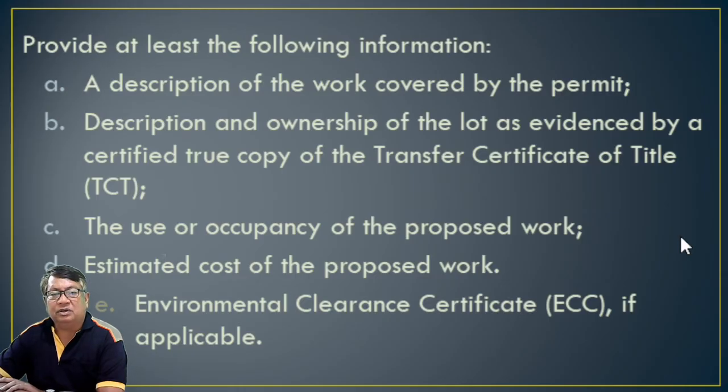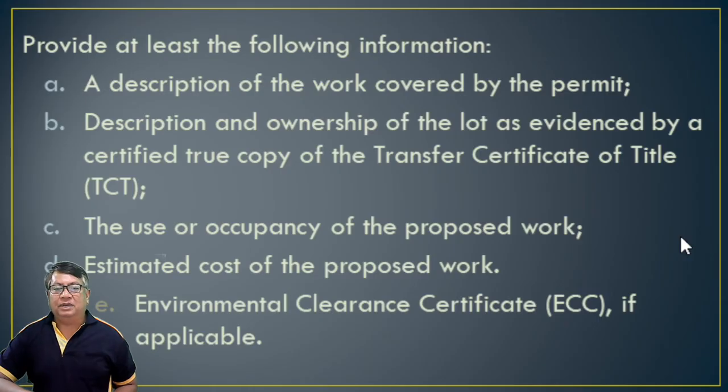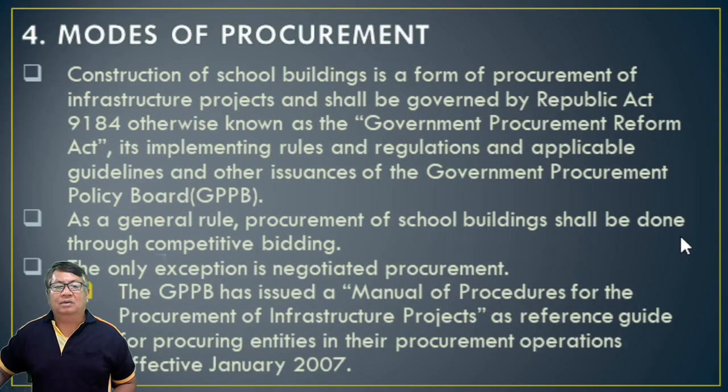B, description and ownership of the lot as evidenced by a certified true copy of the Transfer Certificate of Title, TCT, and the use or occupancy of the proposed work and the estimated cost of the proposed work. Then the last one is the Environmental Clearance Certificate, or ECC, if applicable.